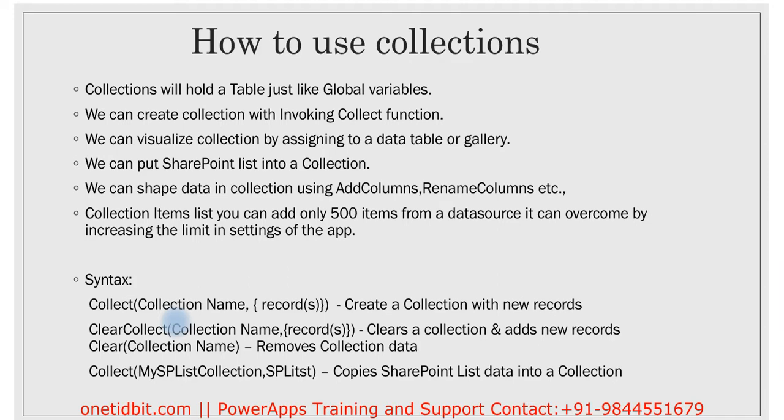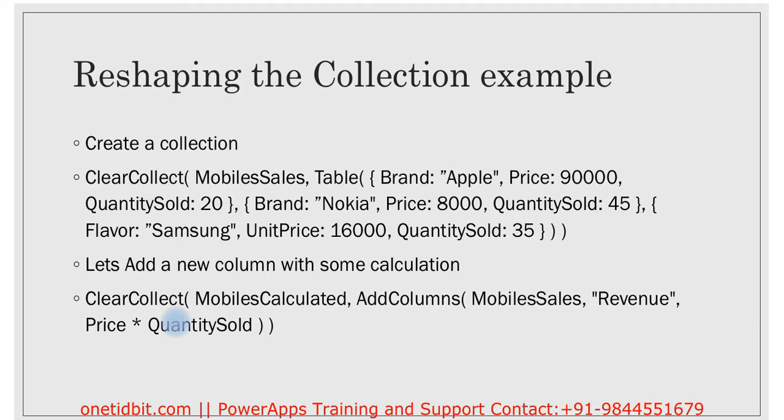As I told you before, we can reshape the collection. Suppose you take this example, mobile sales, and display all the information as a table, and you want to add a column named revenue, which gives the calculated value price into quantity sold. We can reshape a collection using add columns. Let's see all these things.